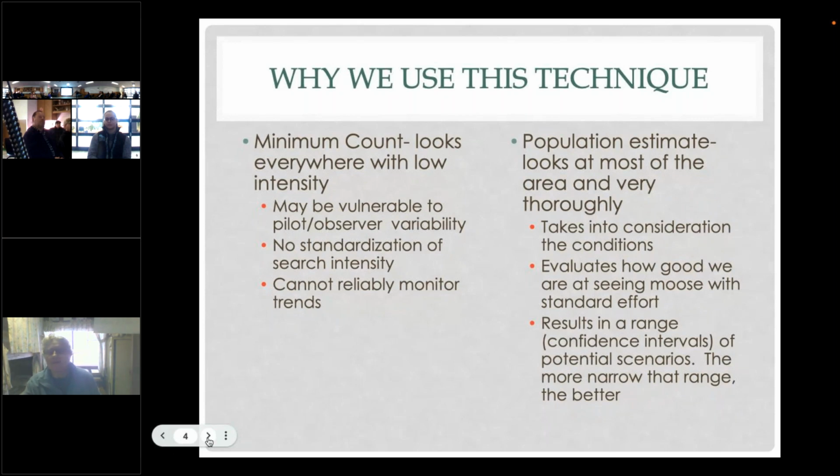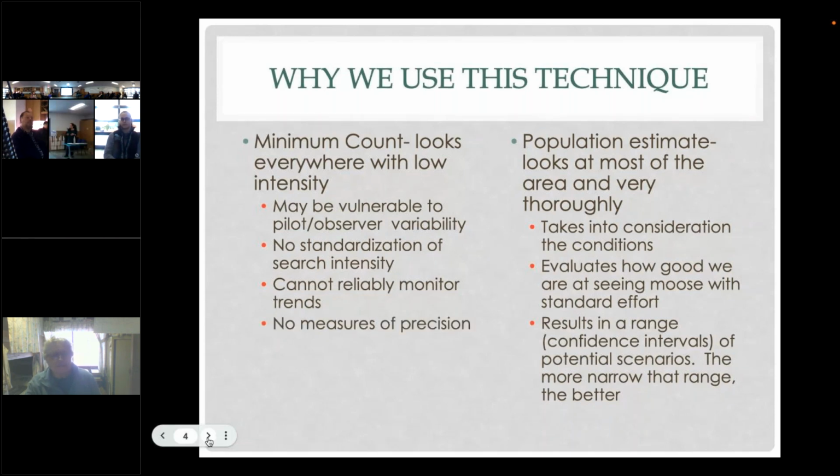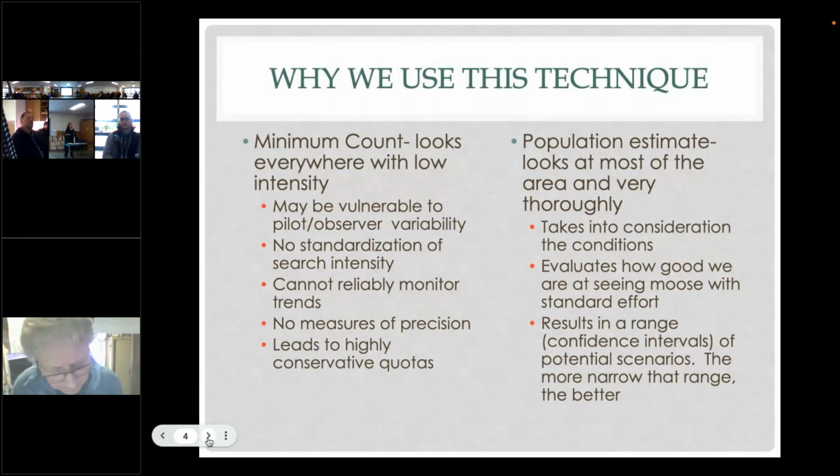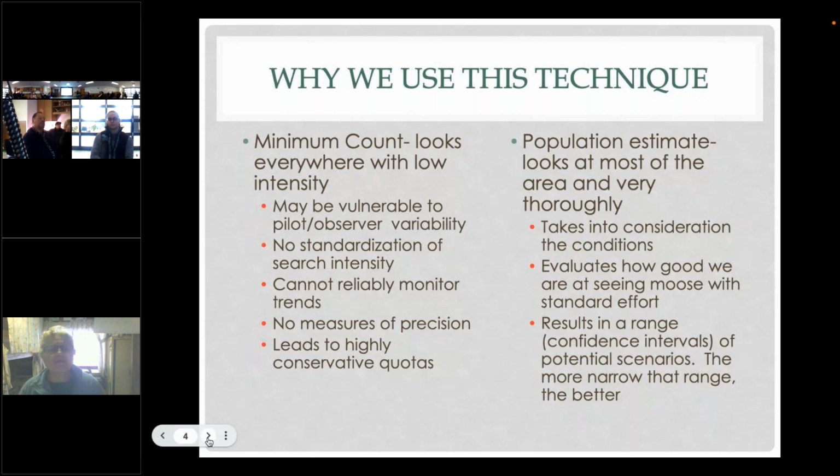You never detect the magnitude of the decline when the population is going down, and you never detect the magnitude of the increase when the population is going up. So it's very hard to tell what's going on. And there aren't measures of precision, so you can't gauge through the conditions that are specific to that survey how good the quality of the survey was. As a result, you end up with a very highly conservative quota because you can only go with that minimum number. You know there's at least this many moose, you don't know how many more might possibly be there, and then you set your harvest quota based on that, but it's been set conservatively.